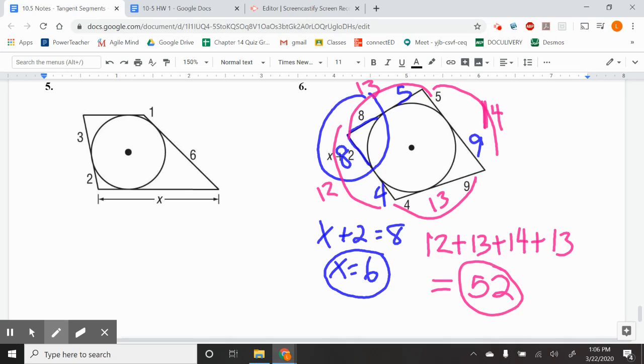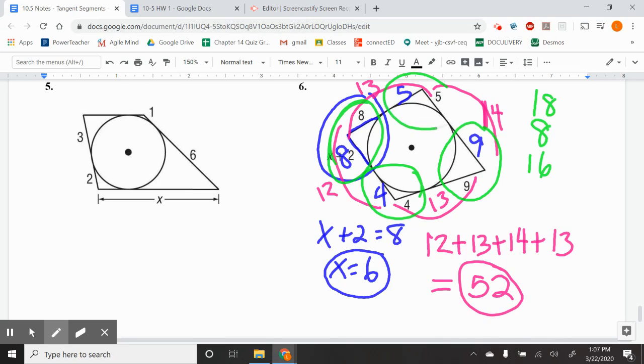Another thing that I've been doing just to double check, what you can do is you can do 9 plus 9, that's 18, and then 4 plus 4 is 8, like I'm doubling each of these because they're the same. 16, and over here 10, and that should give you the same perimeter of 52. So that's a good double check.